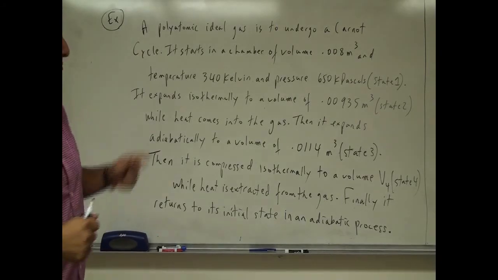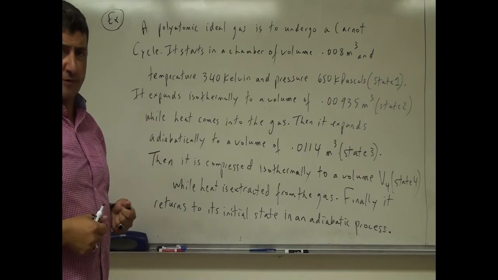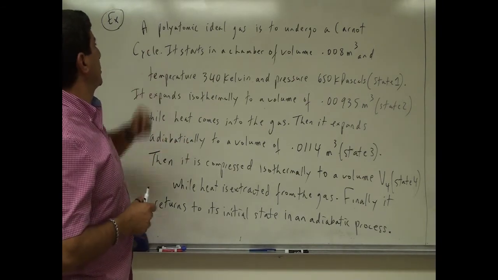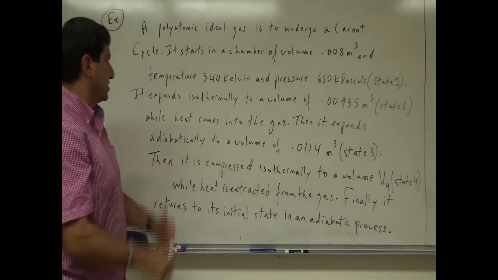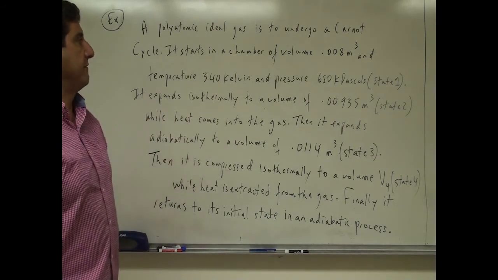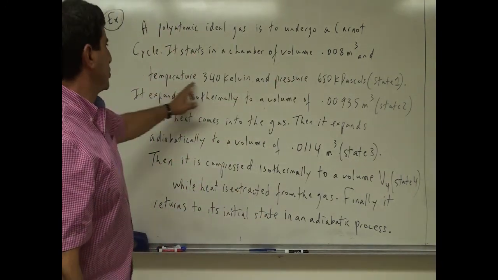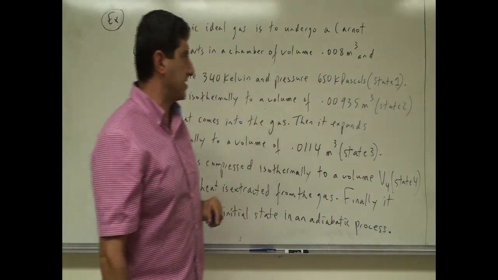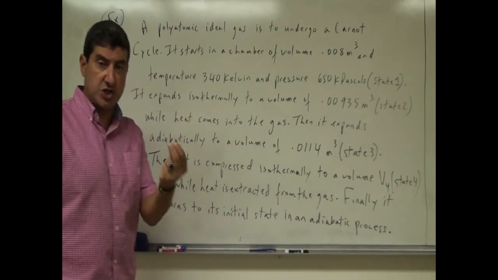Okay, welcome back. Now I'm going to do an example for the Carnot cycle, and then we're going to be asking a bunch of questions from it, and then we're going to be learning a lot of things from this. So the question says, a polyatomic ideal gas is to undergo a Carnot cycle. It starts in a chamber of volume 0.008 meters cubed and temperature 340 Kelvin and pressure 650 kilopascals. So this is what we're calling state 1, the initial state.